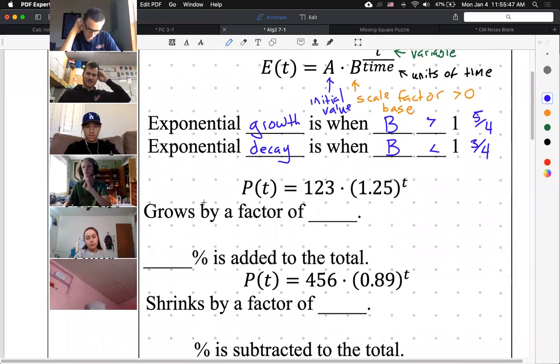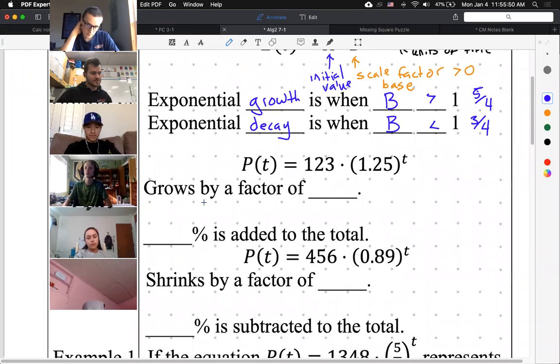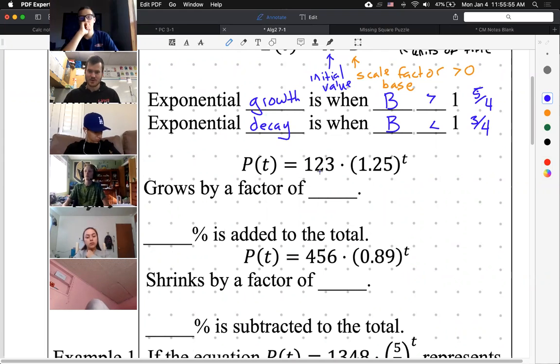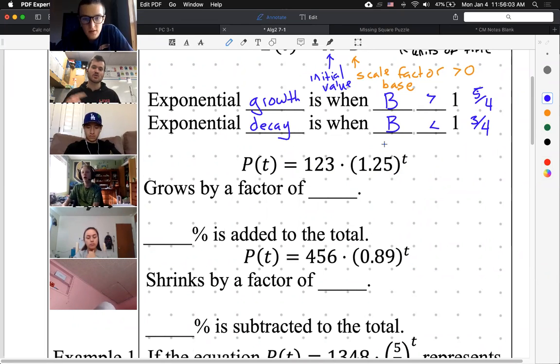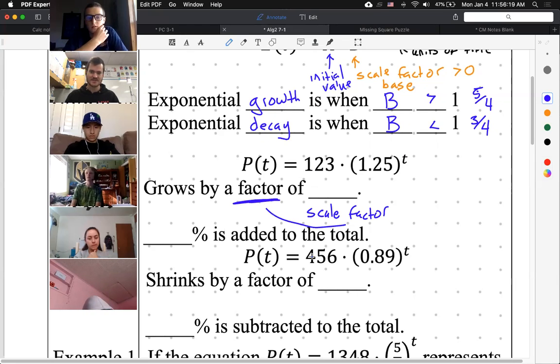All right, let's talk about how to say the same thing. I'm just randomly making up numbers: 123 times 1.25 to the power of t. I have an exponential function. Great. So you can say that this grows by a factor of, and then you just say the scale factor. This thing right here is going to be the scale factor. Why? Because it's using this word factor. Factor means scale factor. And then you say, hey, the scale factor is, well, is it 123 or 1.25?